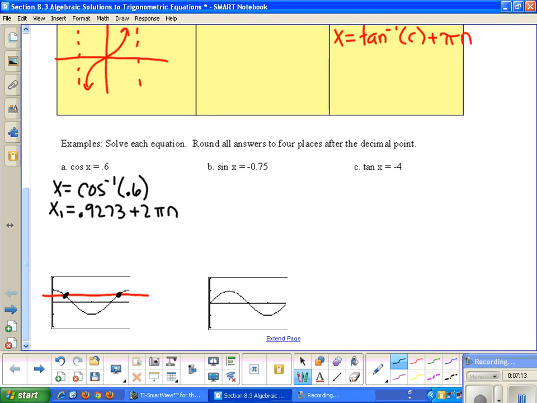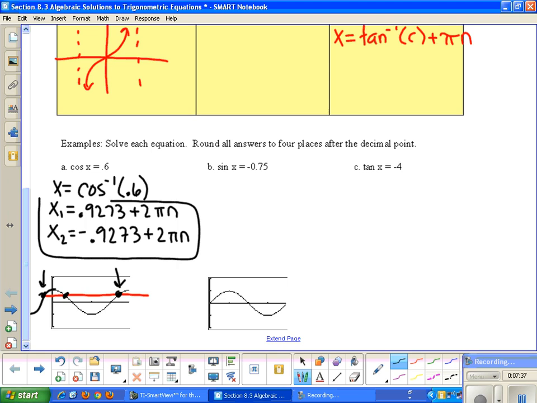So the second solution, instead of trying to figure out what this answer is over here, if I go backwards on my graph, this solution right here corresponds to this solution, and notice that it's the negative angle. So all we have to do is x2 would be equal to the negative of this answer. So cosine's nice in that we don't have to really do much. You can just write plus or minus your answer plus the period of the function. So these are my cosine solutions.